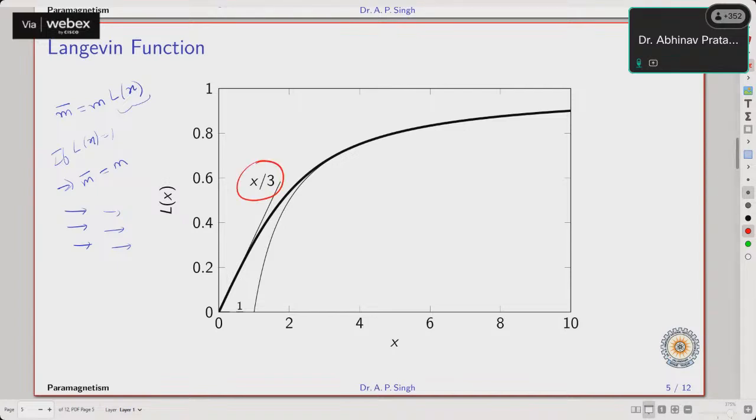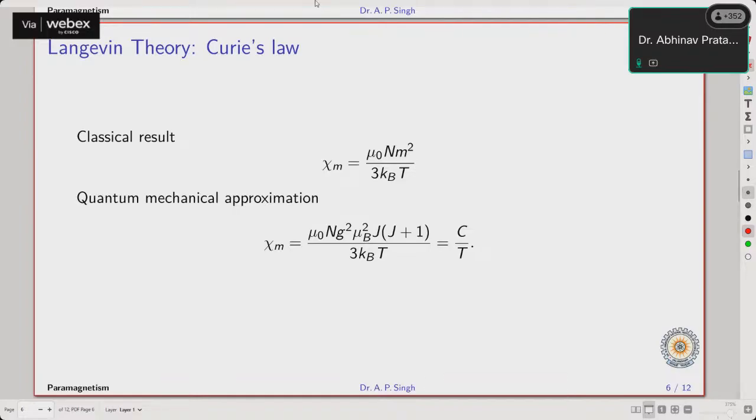That means the slope is equal to 1 by 3. In that case, if you have this x very, very less than 1, then this would imply that L(x) will be approximately x over 3, and this would imply that m bar will be equal to m into x by 3. That will be equal to m into, if you remember what was x, that was equal to mB upon kT. So it will become m squared B over 3kT. That will be the average value of the dipole moment.